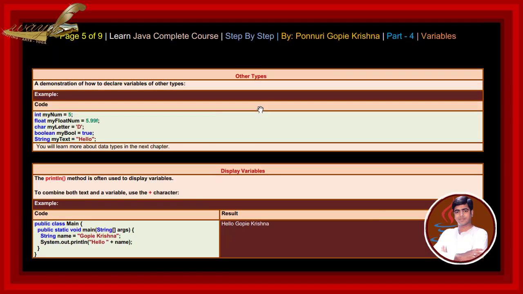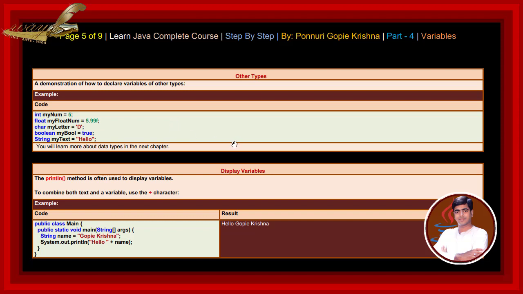Other types. A demonstration of how to declare variables of other types. See the example. You will learn more about data types in the next chapter. See here, int myNum, float myFloatNum, char myLetter, boolean myBool, String myText = hello. These are the examples.